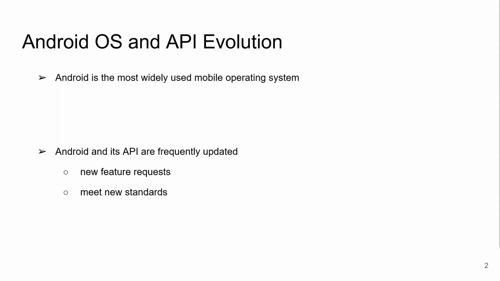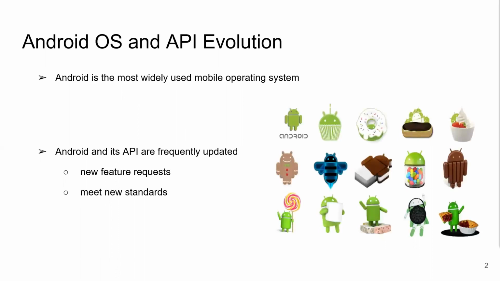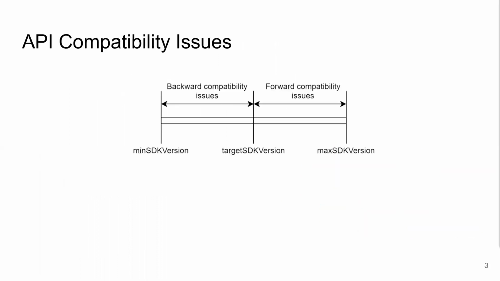In the last 13 years, Android released a total of 11 OS updates and 30 API updates. This shows how frequently the Android OS and API are evolving. Android app developers have limited control over the devices where their apps will run. Google recommends that developers specify the range of API levels their app can support by setting the min SDK version and max SDK version.